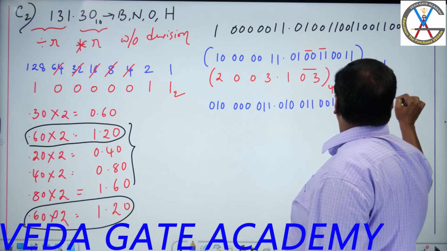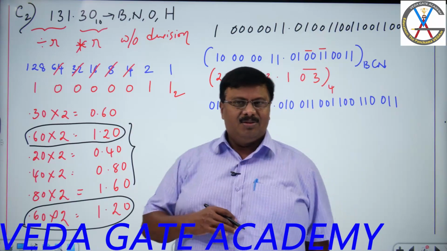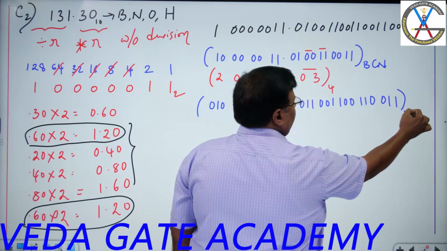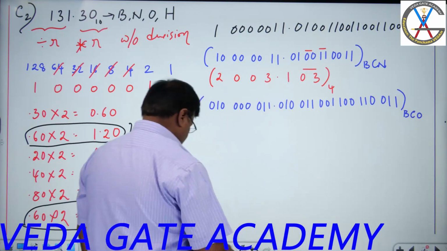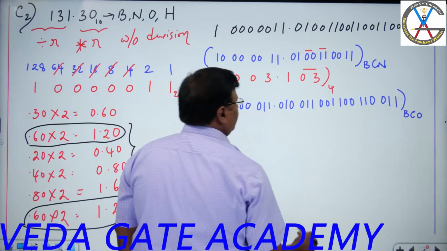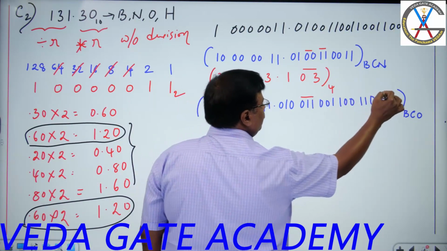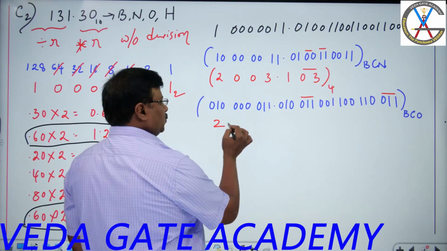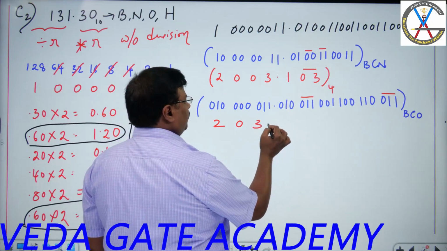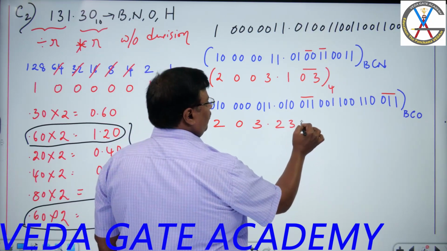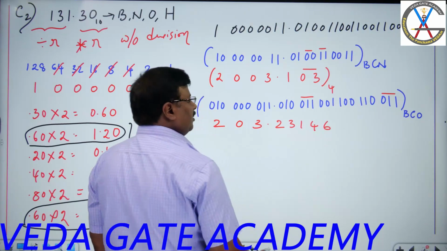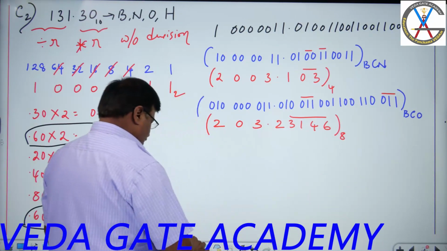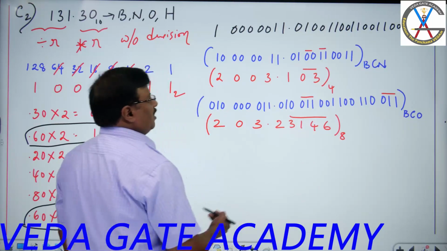Again 011. You could notice the value 3 getting repeated, and this is called binary coded octal. From this we can observe 3 got repeated, so those values will be repeated again. The answer is 203.23146, and again 3, so 3146 is the repetition. Base 8. Let me go with the hexadecimal answer.